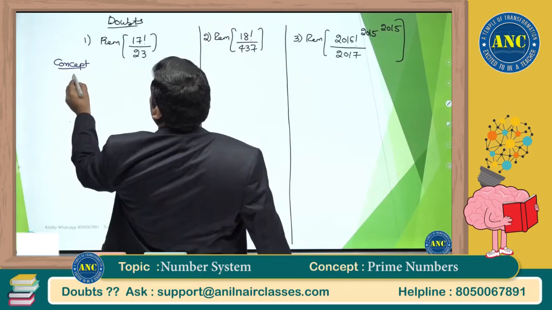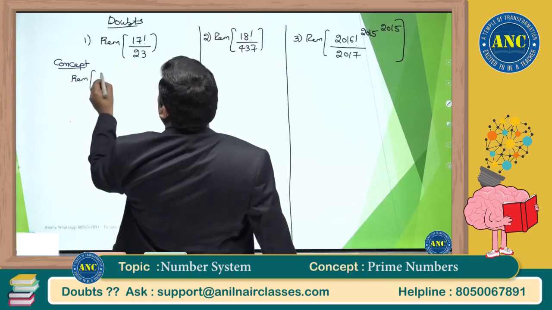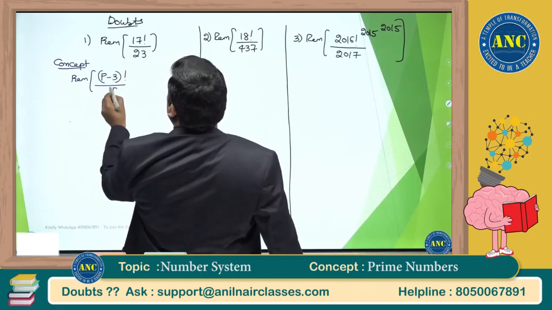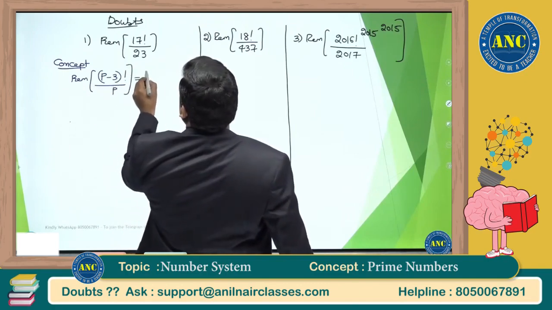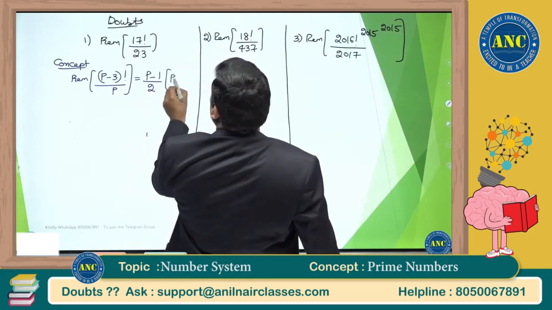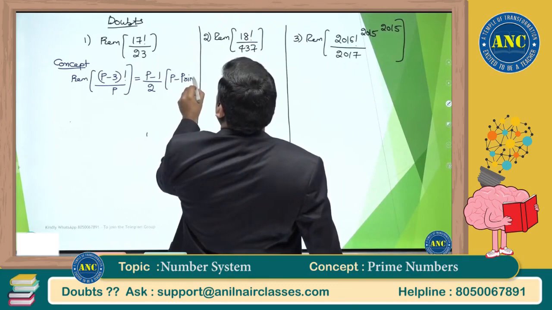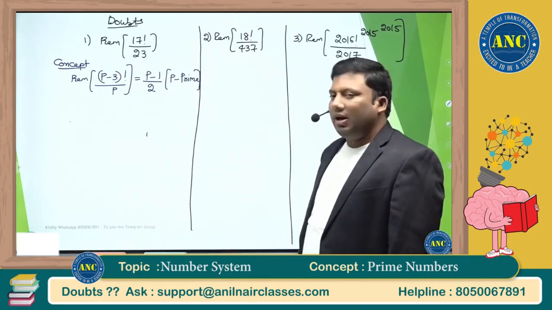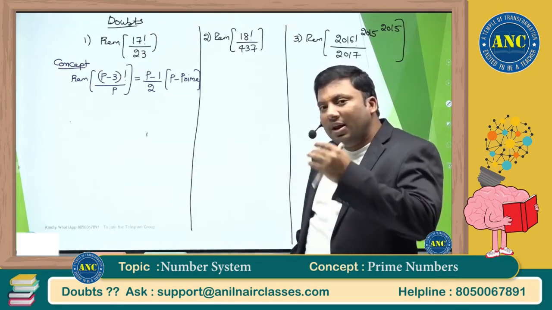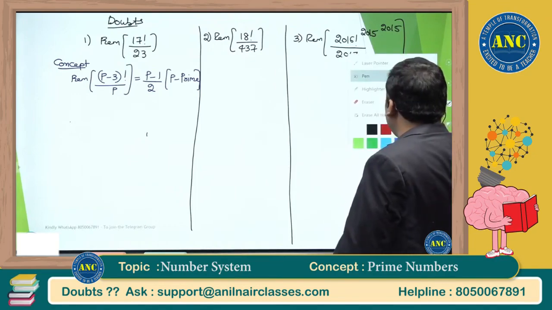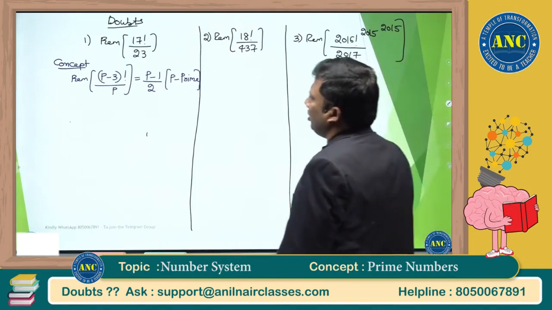We discussed that if it is p minus 3 factorial, the remainder when p minus 3 factorial is divided by p is p minus 1 by 2 when p is a prime number. We will use this concept to solve this question in fewer steps. Now see, how am I solving this question?